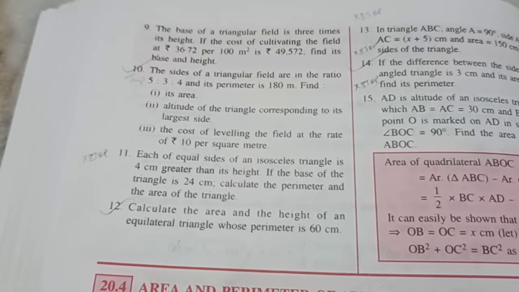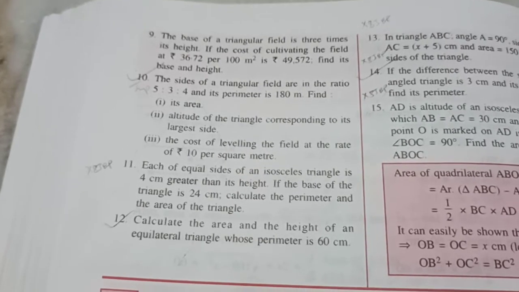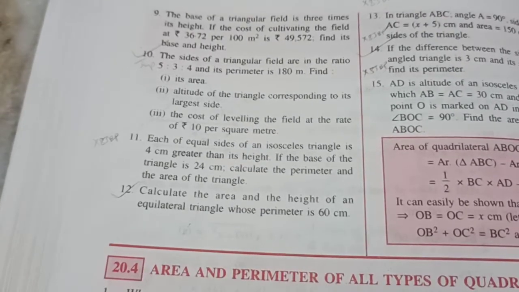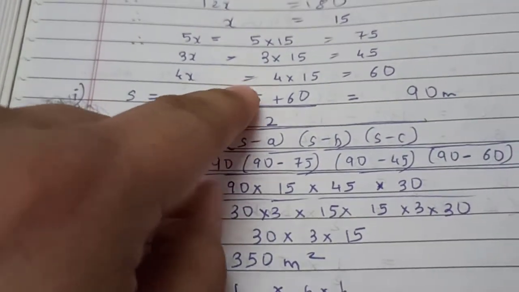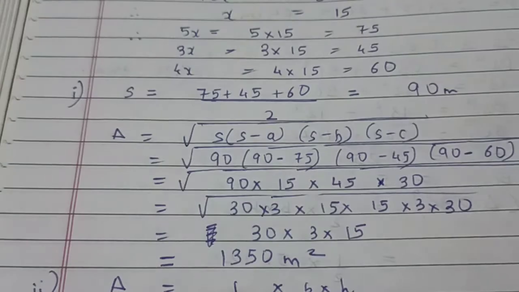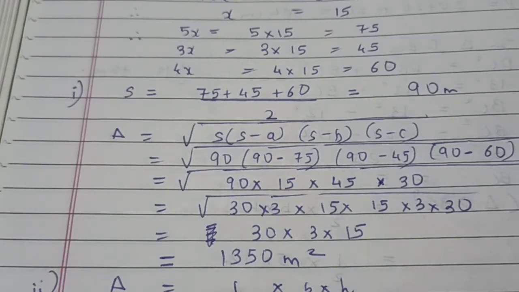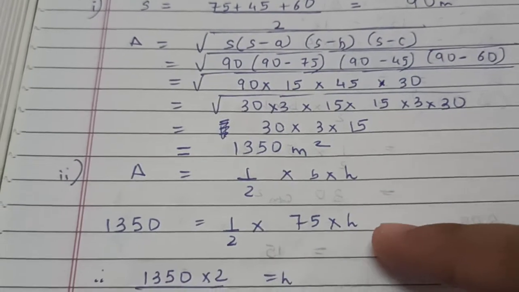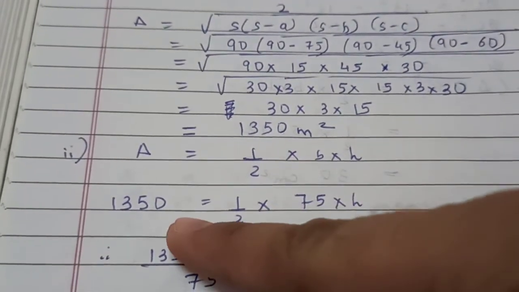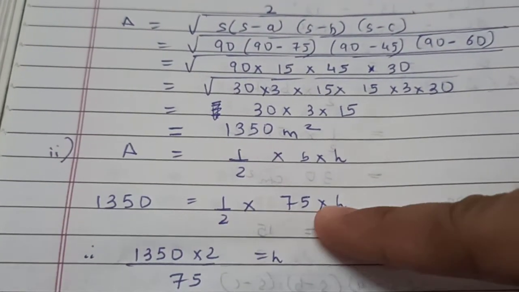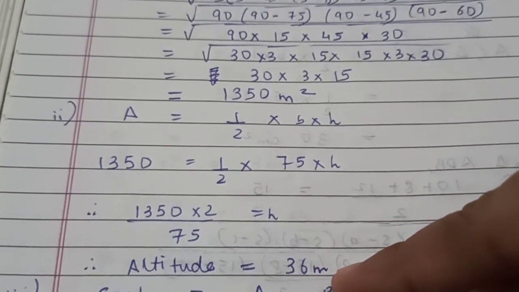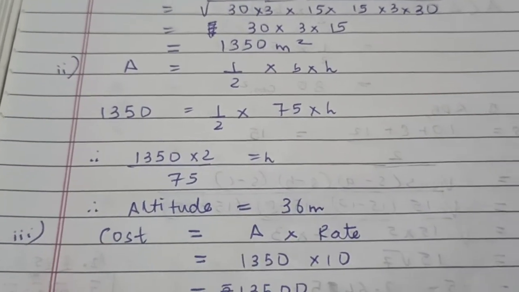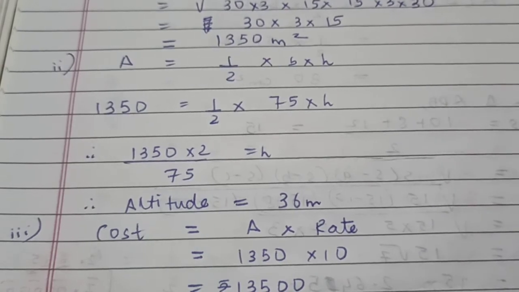In Roman number 2, they want us to find the altitude, that is the height, corresponding to its largest side. The largest side is 75 centimeters. So 75 meters. So taking that as the base, we'll have to find the height. So area we've already found out. Base we took it as 75, so we can find the height, which is 36 meters. And third, cost of leveling the field.